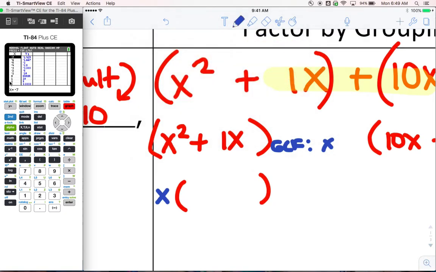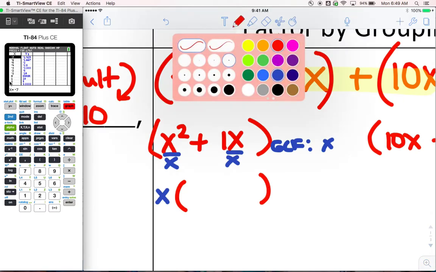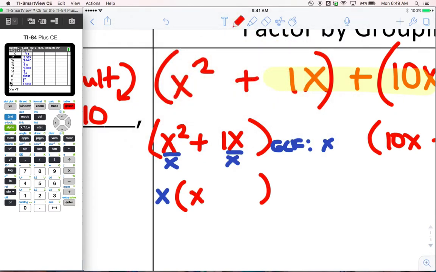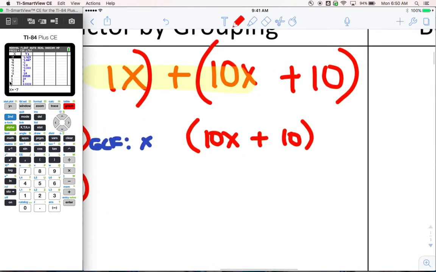So we're going to divide out the x, and we're going to see what's left. Well, x squared divided by x leaves us with an x. And then here the x's cancel, right? 1x divided by 1x is just positive 1. So there's my first little group that I factored out. I'm done with that. Let's look at the next one.